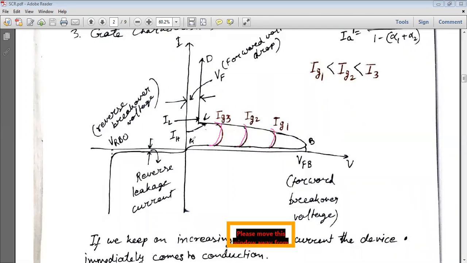Till now, what we have stated is how the SCR gets on, or starts conducting, without gate current. But if we apply gate current, it will start conducting before the forward breakover voltage, and these are the different gate currents. See, IG1, IG2, IG3. This is the way the gate currents are applied. With the gate current, the blocking state will be reduced.